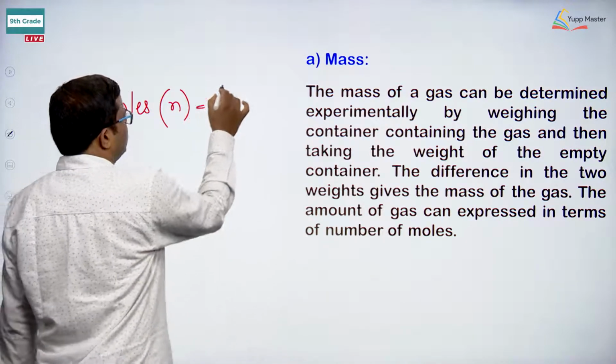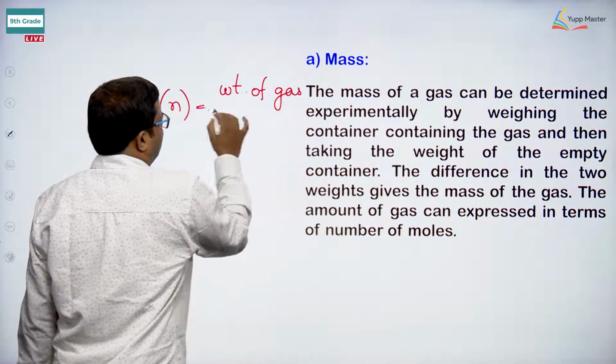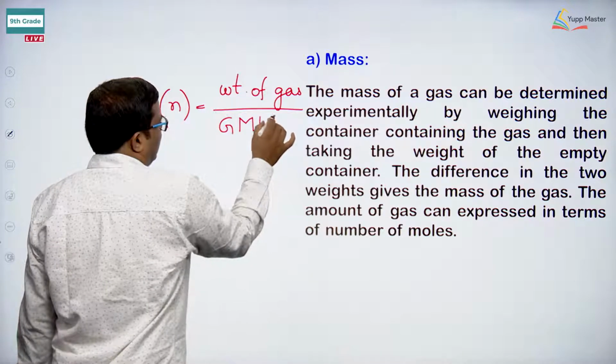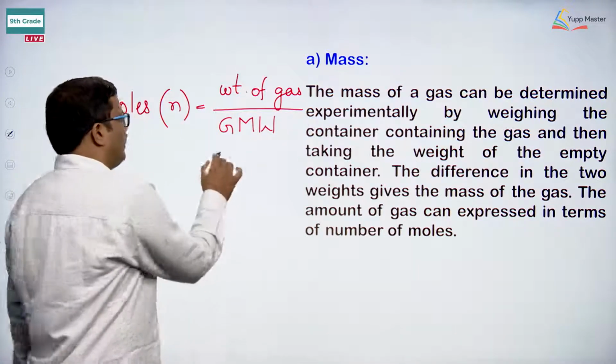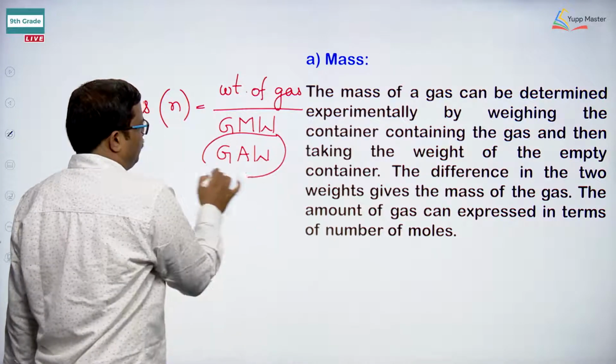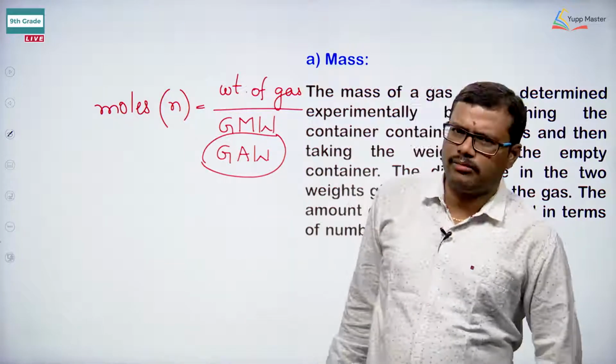So the number of moles is equal to the weight of the gas divided by the gram molecular weight of the gas if it is a molecule, or we take the gram atomic weight of the gas if it is an atom. Okay. So weight divided by gram molecular weight will give us the number of moles.